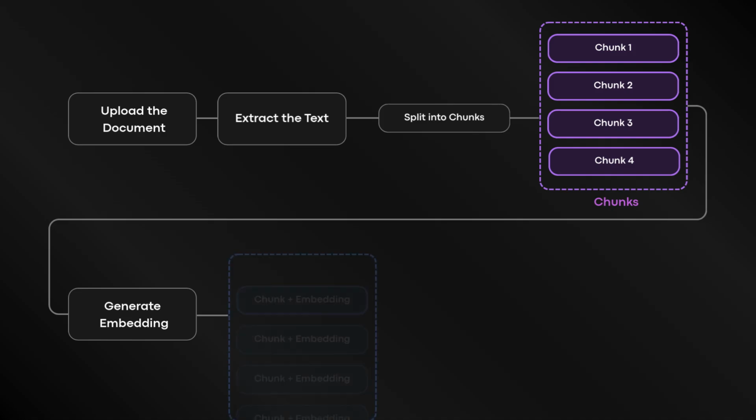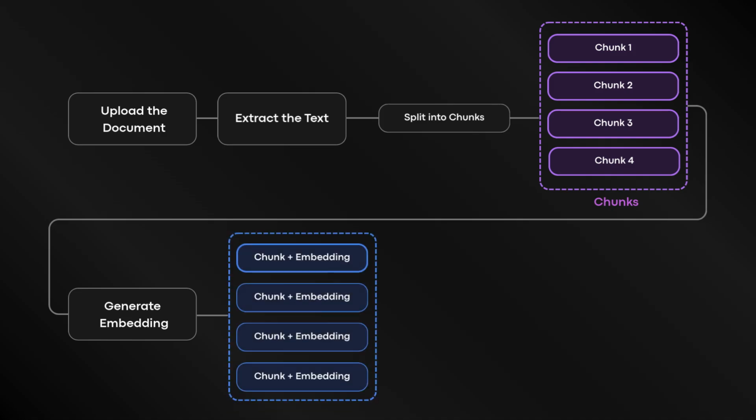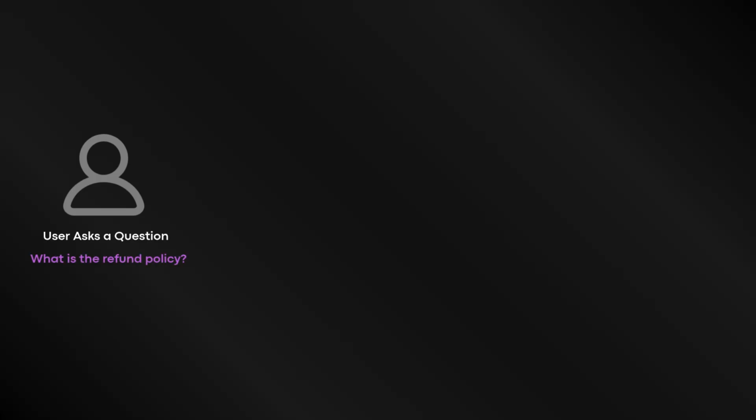Now, we store every chunk along with its embedding inside a vector database. Some applications also store additional information like page numbers or document IDs. This information helps us find the correct section later whenever someone asks a question. Now, imagine the user asks what is the refund policy. Just like we converted the document into embeddings, we also convert the user's question into an embedding. Now, both the document and the question are represented in the same format.